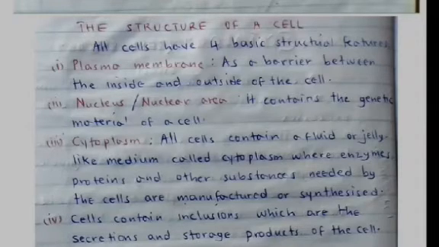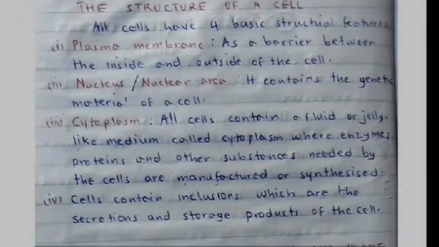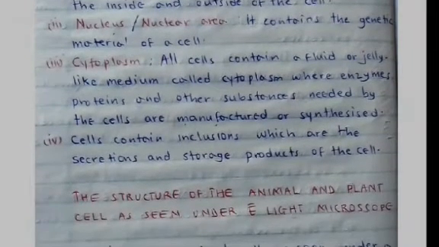Then the nucleus, it contains the genetic material of the cell. It is the one found in the center of the cell, as we shall see on the diagram. Then the cytoplasm, it is the fluid that is found within the cell.